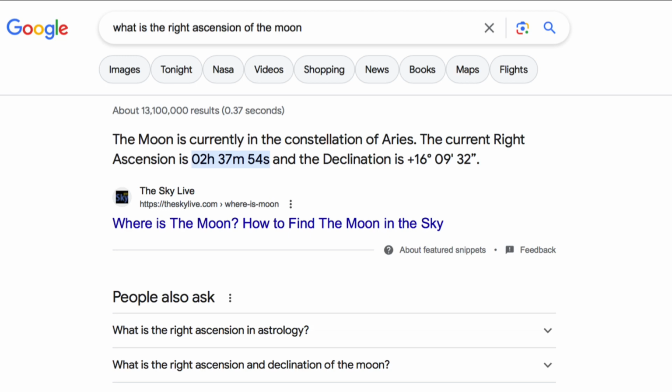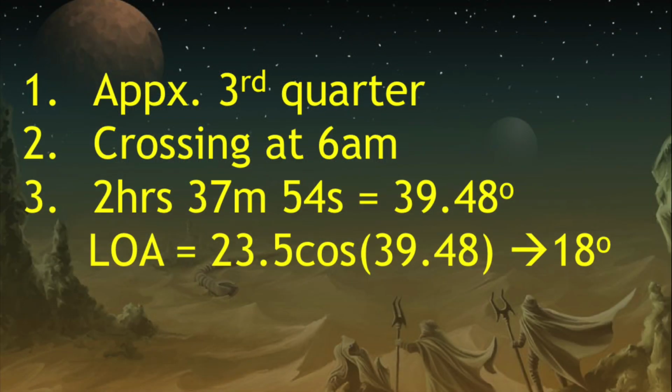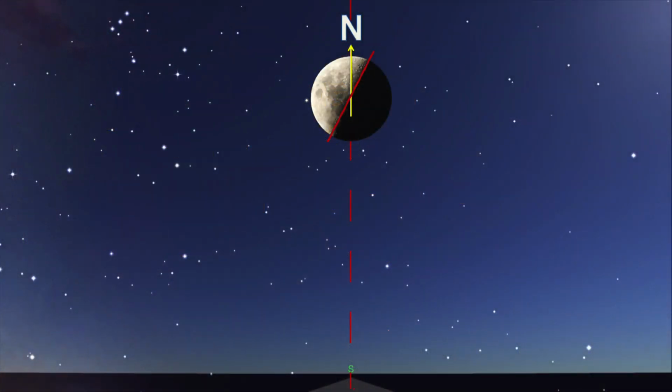Lastly, determine the RA value and make your calculation for the angle expected. Using my example searches, I found a waning gibbous, which was really closer to 3/4 half, with a 6 a.m. crossing, which was doable. The right ascension converted to nearly 40 degrees, giving me an expected angle of 18 degrees.